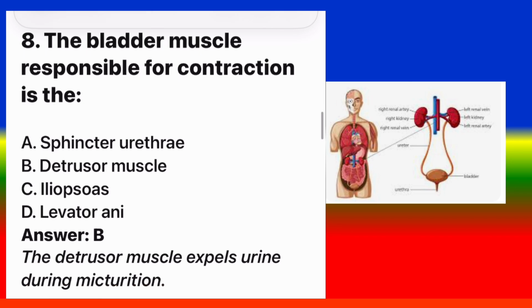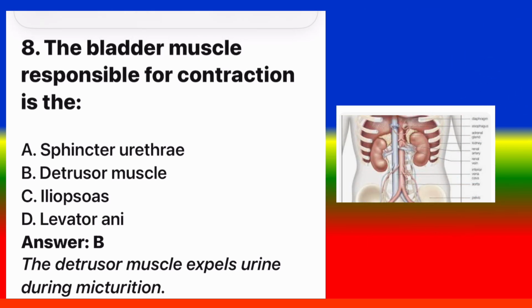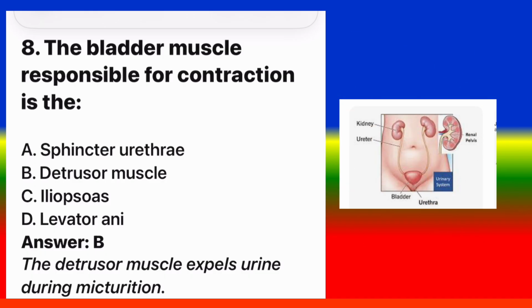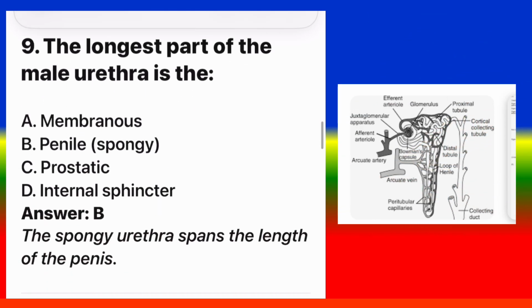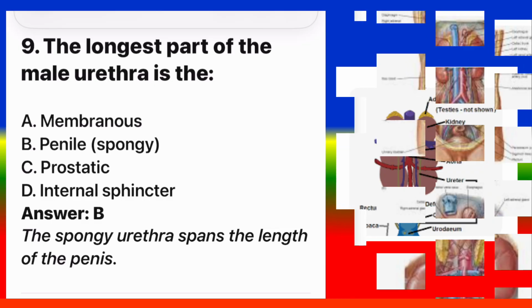8. The bladder muscle responsible for contraction is the A. Sphincter urethrae. B. Detrusor muscle. C. Iliopsoas. D. Levator ani. Answer B. The detrusor muscle expels urine during micturition. 9. The longest part of the male urethra is the A. Membranous. B. Penile. C. Prostatic. D. Internal sphincter. Answer B. The spongy urethra spans the length of the penis.